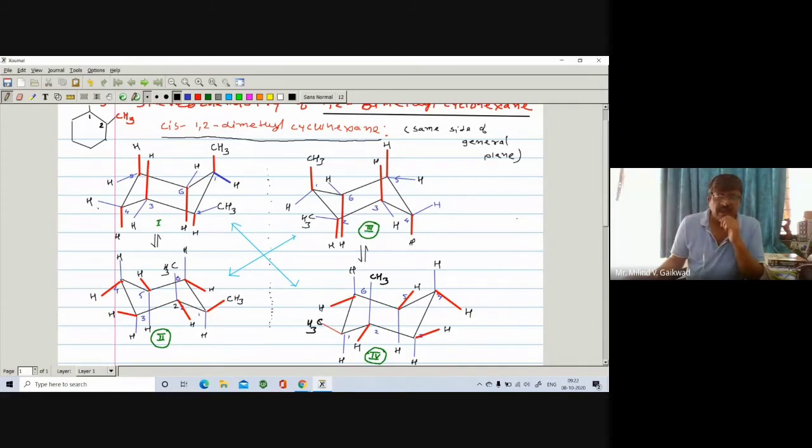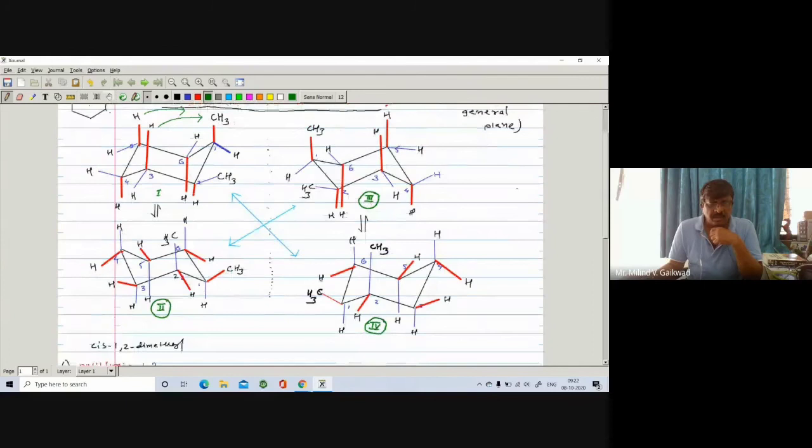So this interaction is called a 1,3 diaxial interaction. The hydrogen on carbon number 3 and the methyl group on carbon number 1 interact. Similarly, the hydrogen on carbon number 5, that is 1, 2, 3, also undergoes interaction. This interaction is called a 1,3 diaxial interaction, and for each 1,3 diaxial interaction, you have to add 0.9 kilocalorie per mole energy.